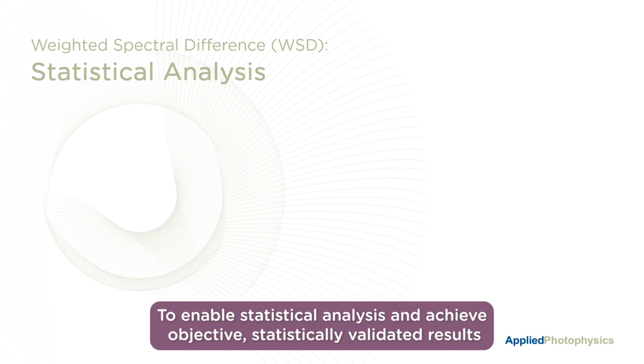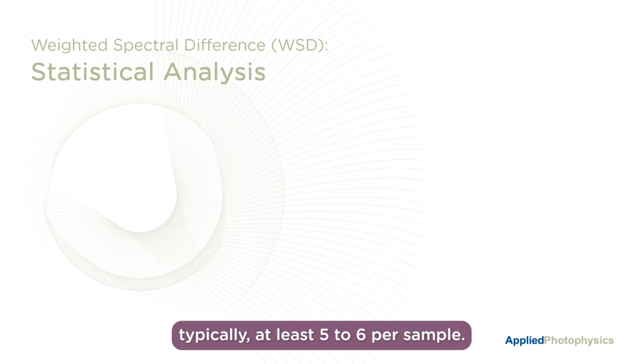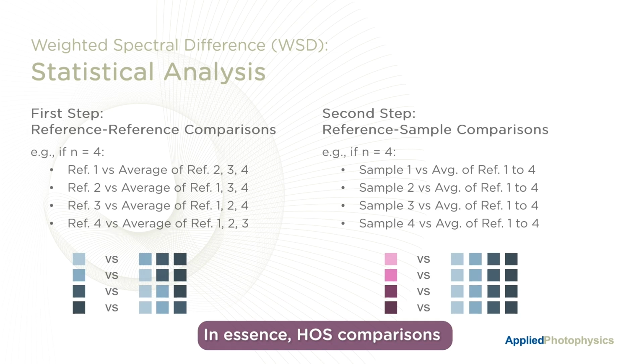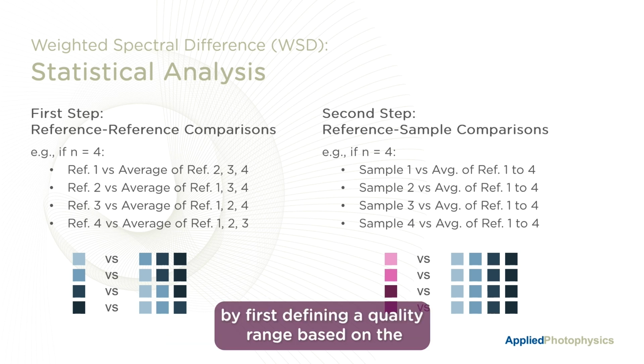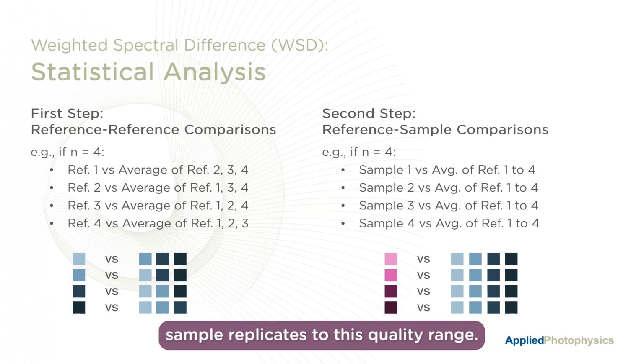To enable statistical analysis and achieve objective, statistically validated results, it is necessary to acquire spectra from multiple independent replicates, typically at least 5 to 6 per sample. Each replicate is then subjected to pairwise comparison. In essence, HOS comparisons follow a two-step sequential process by first defining a quality range based on the reference replicates and subsequently comparing similarity values for the sample replicates to this quality range.